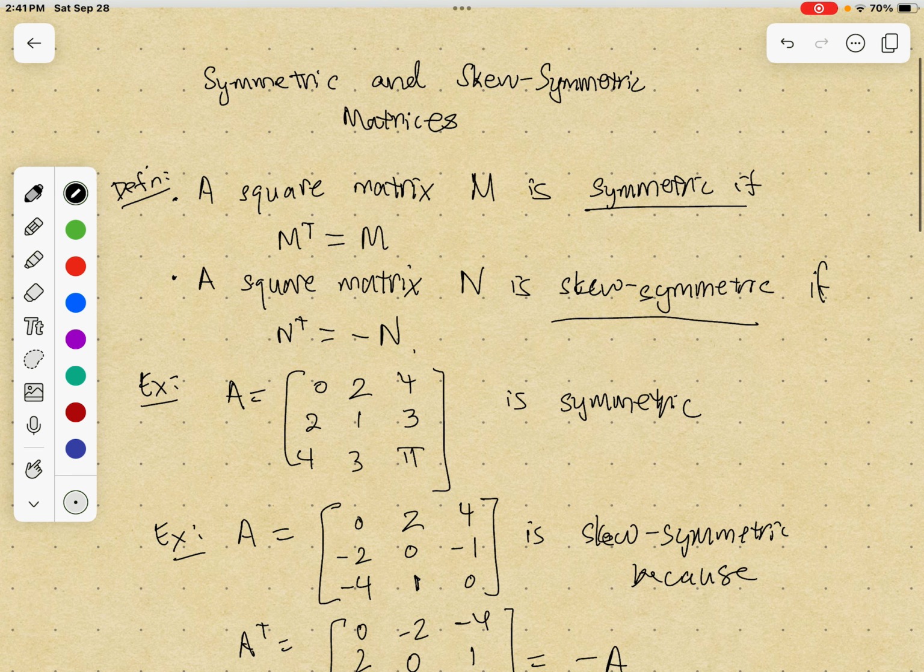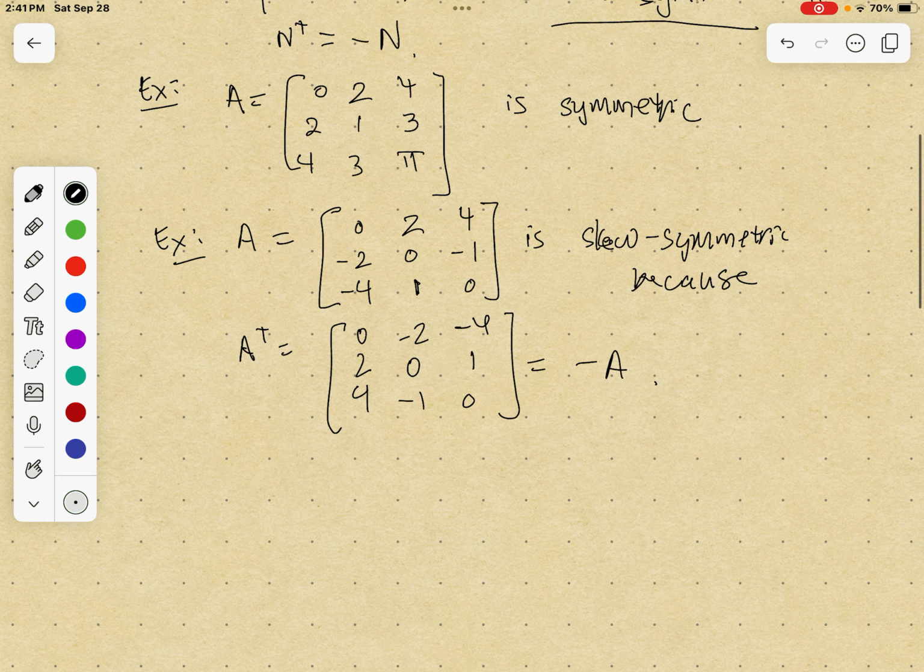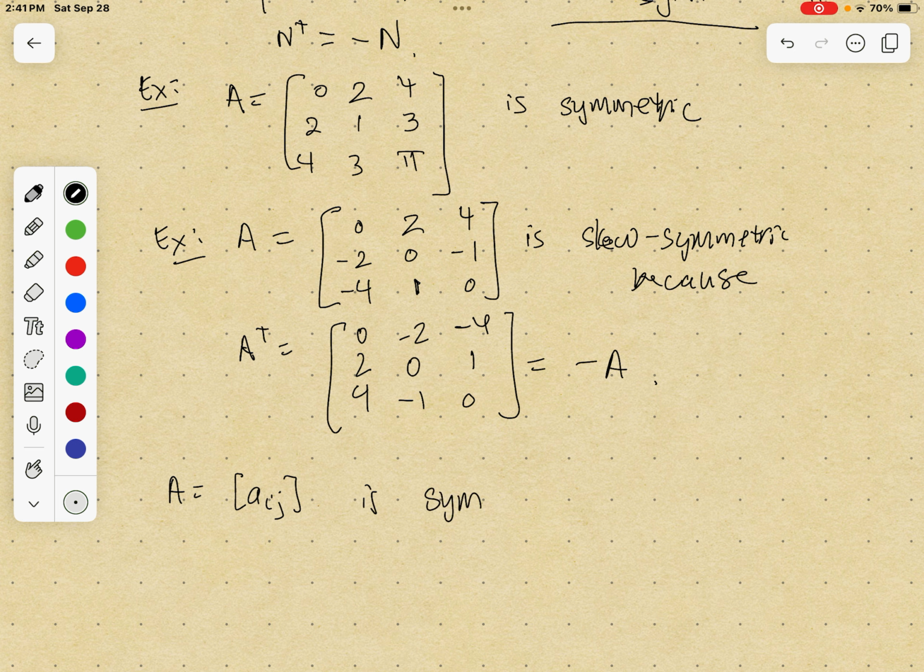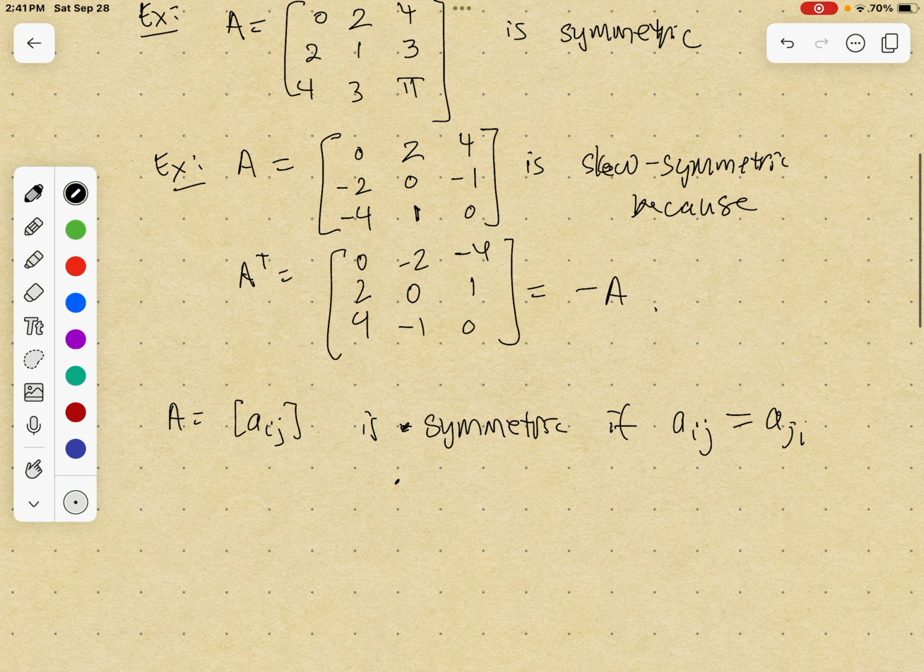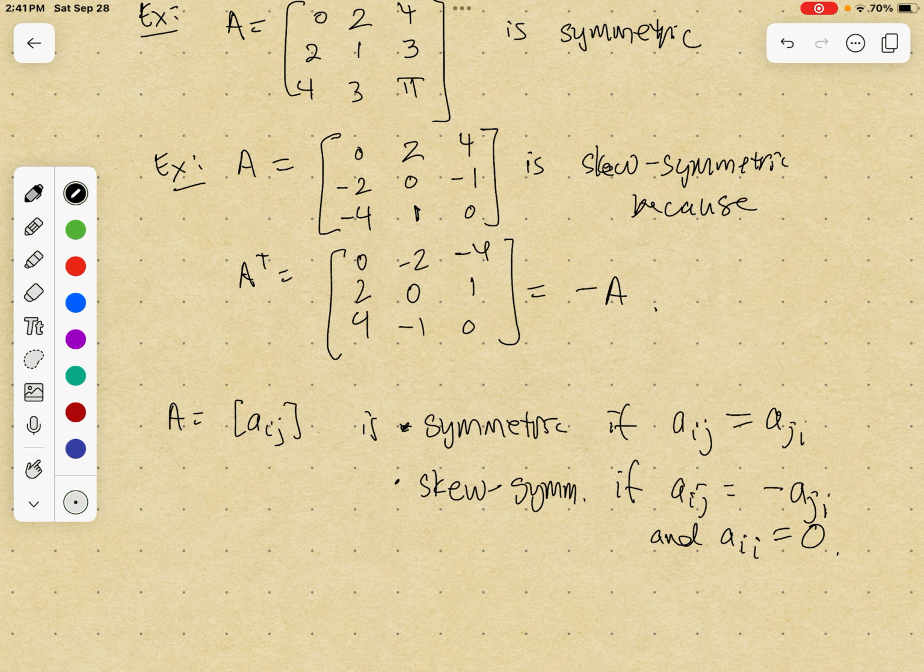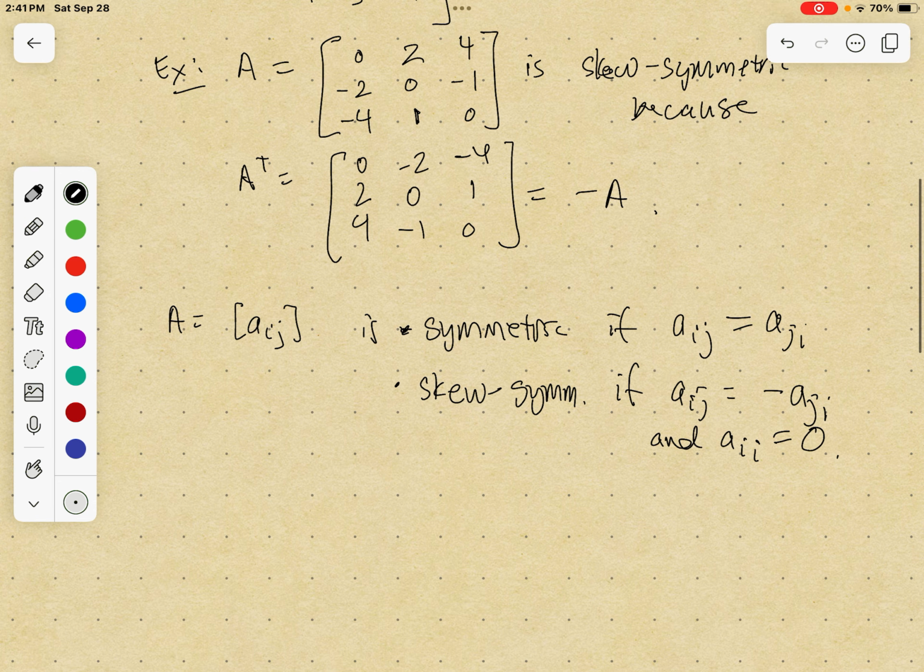And in terms of the entries, if you call your matrix A, let's call the entries Aij, then A is symmetric if Aij is just Aji for all i and j, and it's skew-symmetric if Aij is negative Aji for all i and j, and Aii is 0 for all i. Okay, that's one way to phrase symmetric and skew-symmetric.